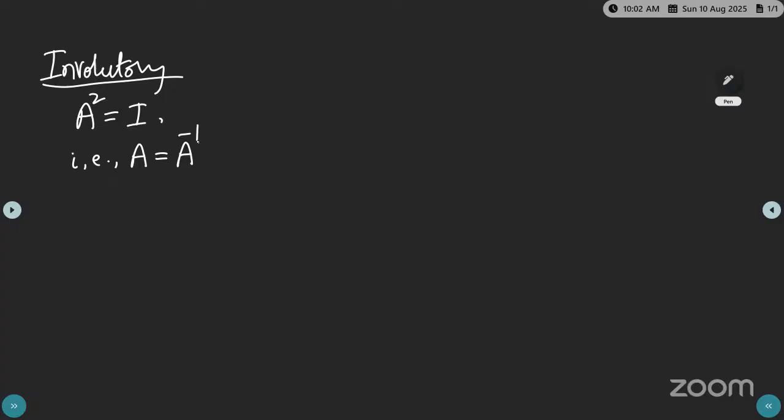Can you say an example? Can you say a simple example? దానికి అదే ఇన్వర్స్ అయ్యేది. Identity matrix. Identity I inverse equals what? I itself. So the identity matrix is involutory. You may write some more also, but that is not a matter here. The thing is, if it is involutory, it is inverse to itself. Right, next.